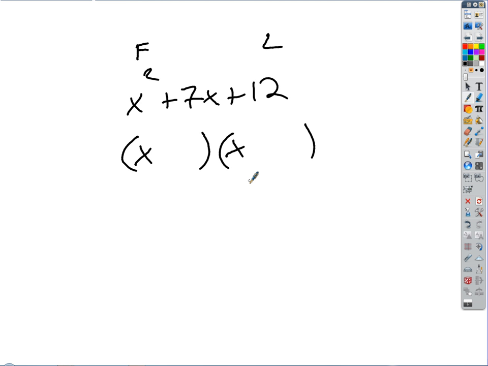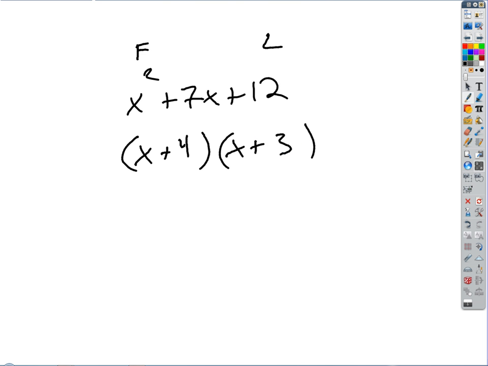What do the other two numbers have to do? Multiply to what and add to what? Add to 7. Good, they have to multiply to 12, because last times last is 12, and they add to 7. So what would my numbers be here? 4 and 3.